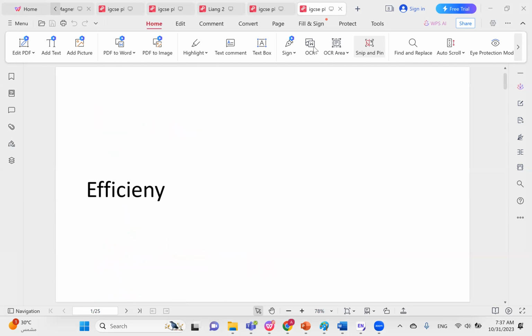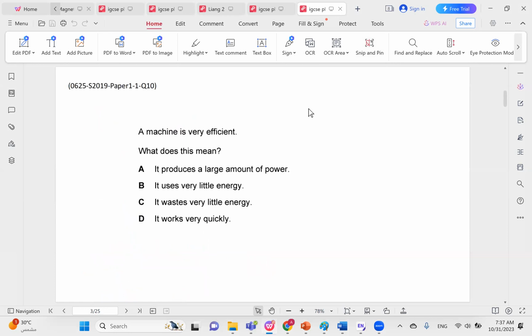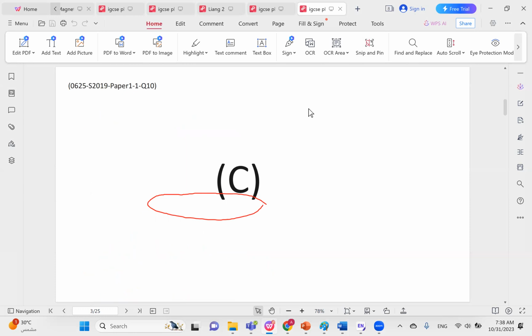Let's start solving questions. We will begin with conceptual questions. A machine is very efficient. What does this mean? It wastes very little energy. So the correct choice here would be choice C. It wastes very little energy.